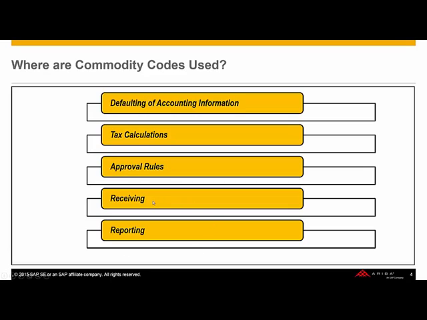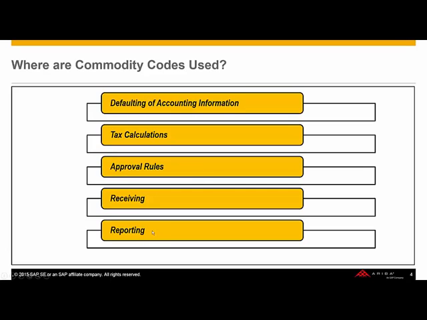The fourth area that commodities can affect is receiving. We can define different receiving types based on commodity. So receipts occur based on different actions. And we can also do auto receiving based on commodity.